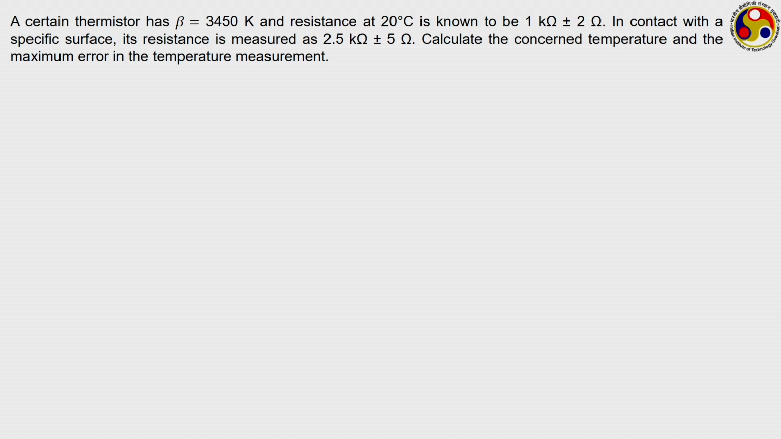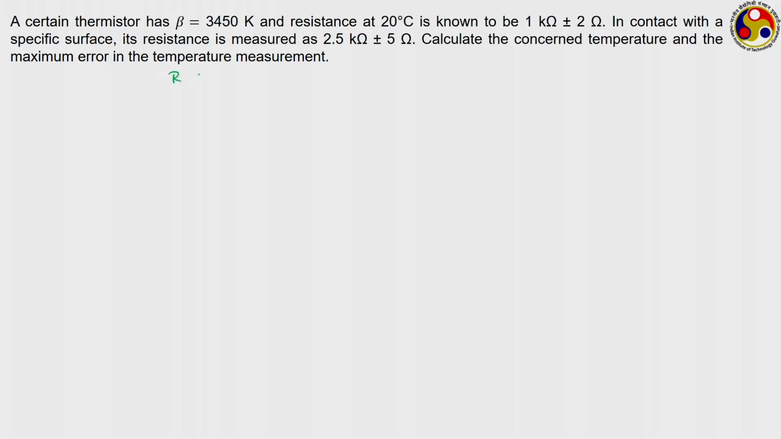Here our question is, just carefully read it out. We are talking about a thermistor having a beta equal to 3450 Kelvin and resistance at 20 degrees Celsius is known to be 1 kilo ohm plus minus 2 ohm. So, there is an uncertainty involved. At the reference temperature of 20 degrees Celsius, the corresponding reference resistance value is 1 kilo ohm with an uncertainty of 2 ohm. So, now for a thermistor, what is the relation with temperature?